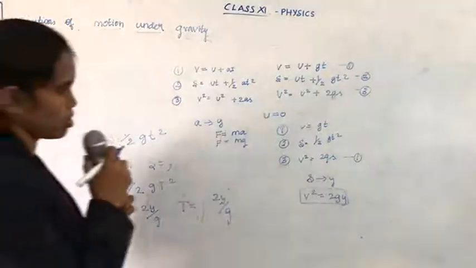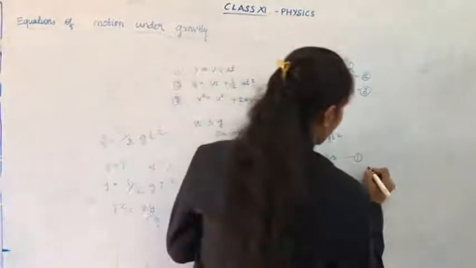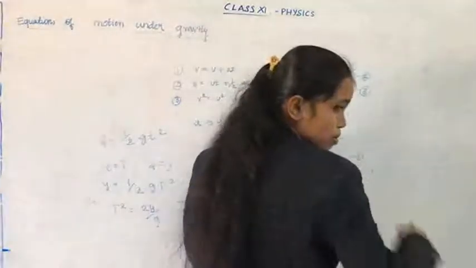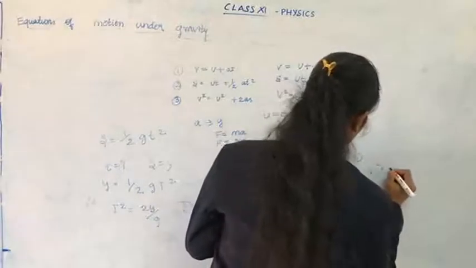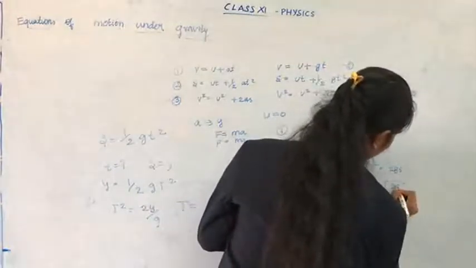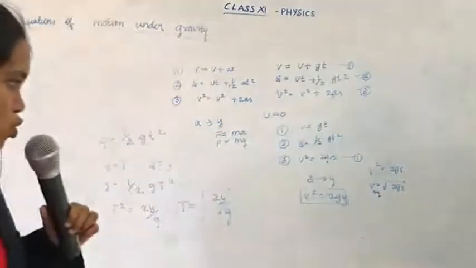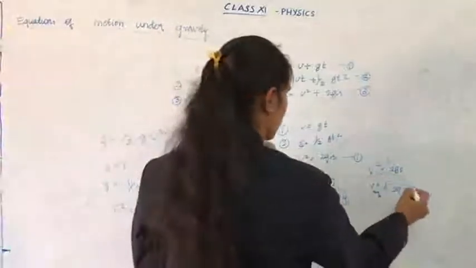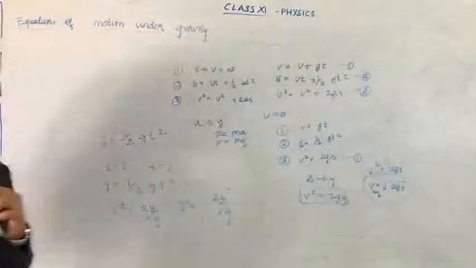And take this equation: V square equal to 2GS. So V equal to root of 2GS. That is V average, V equal to root of 2GS. These formulas are used in motion under gravity.